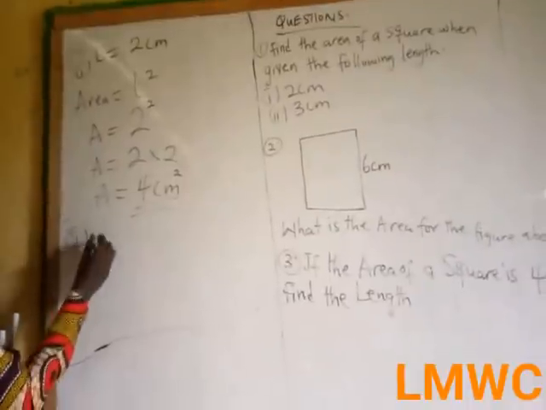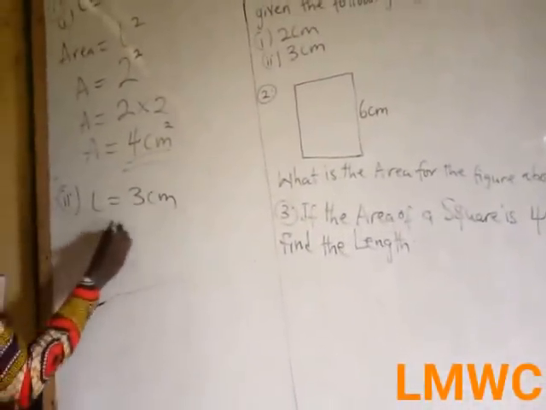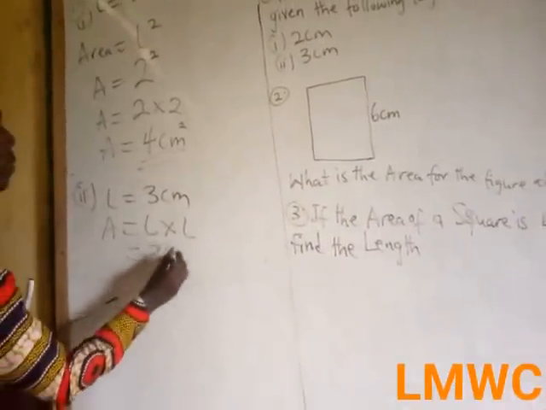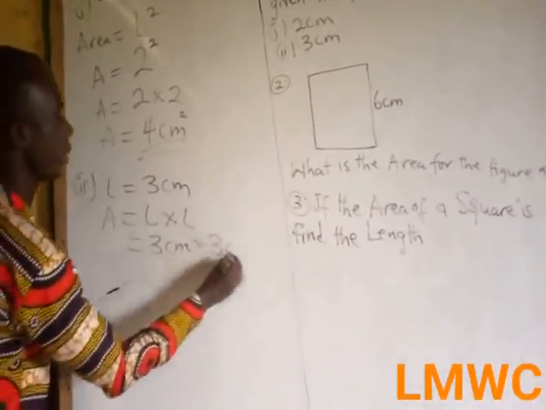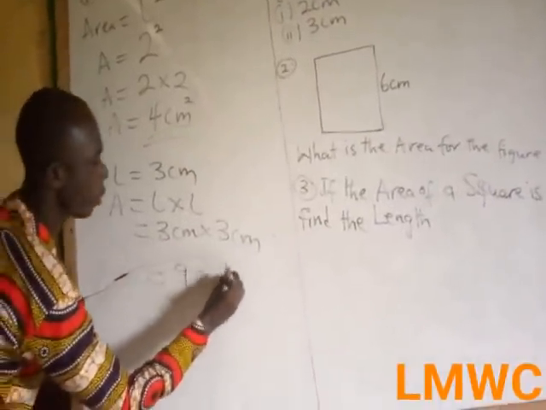(ii) We know our length as 3 centimeters, and area is equal to length times length. So we have 3 centimeters times 3 centimeters, and that will give us 9 centimeters squared.